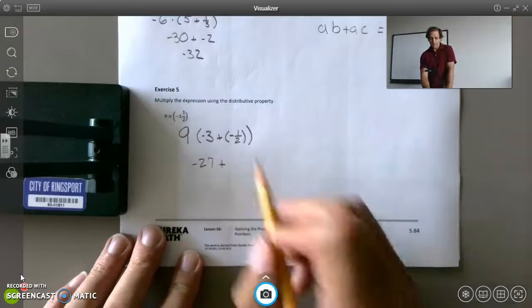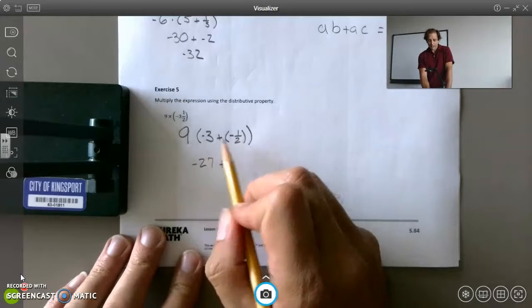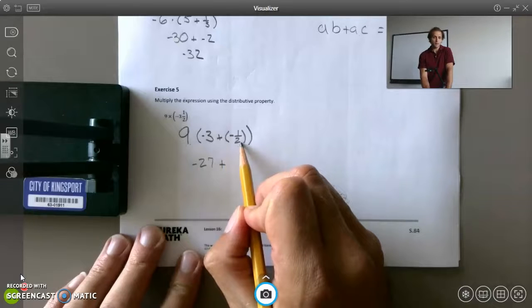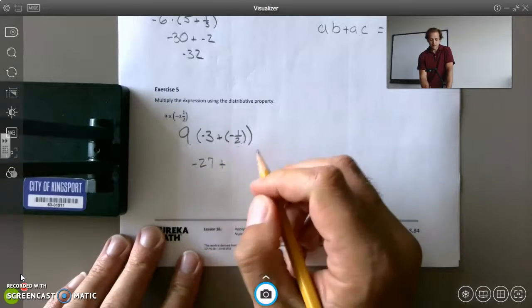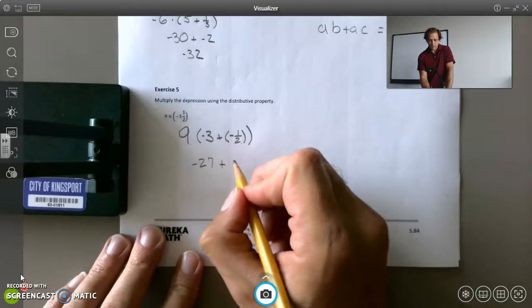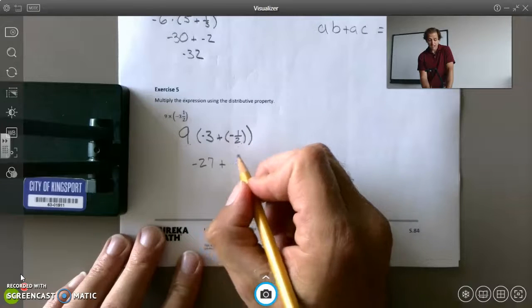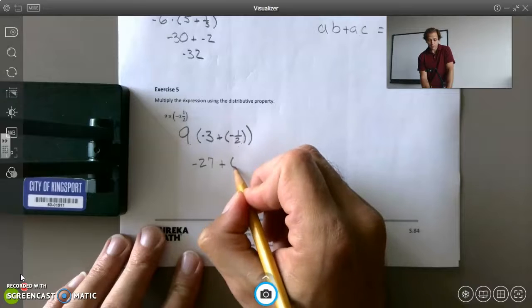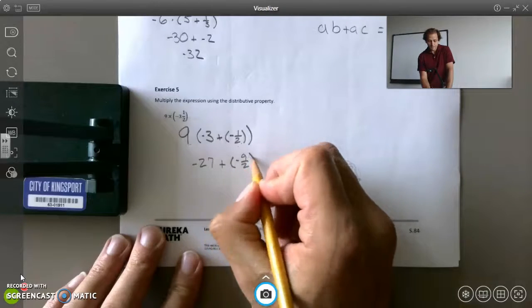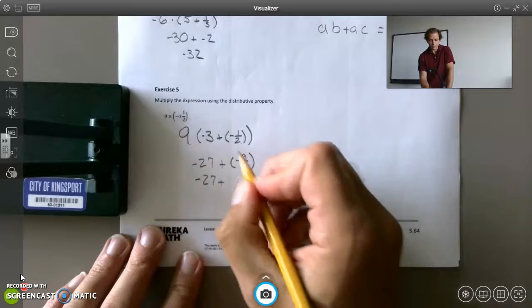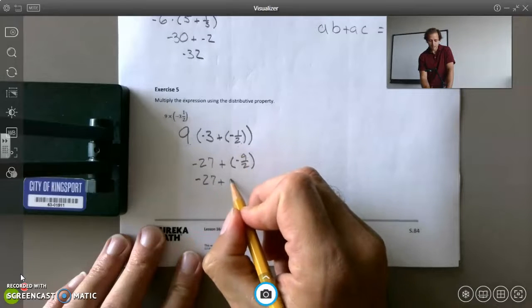Plus, now this one doesn't play nice. Like 9 and 2, 9 is not equally divisible by 2, so I'm not going to end up with a whole number. I'm not going to end up with an integer here. But if I do 9 divided by 2, I'll just represent that as 9/2. Let's do that first, negative 9/2. Now I can probably just go ahead and write that as a mixed number. I think that's going to be the best way in this case.